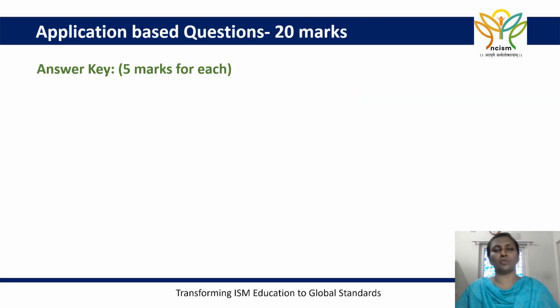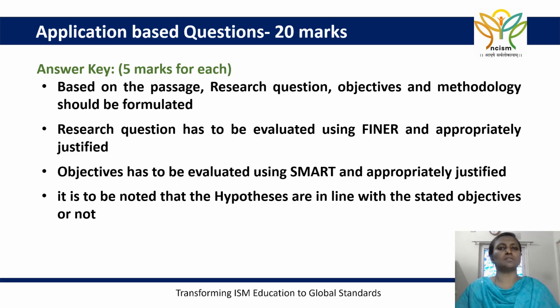And the answers may be evaluated as follows. Whether the research question, objectives and methodology have been formulated based on the given passage. The research question has to be evaluated using FINER criteria and it should be appropriately justified by the student. Likewise, objectives have to be evaluated using SMART criteria and they should also be appropriately justified by the student. It is to be noted whether the hypotheses are in line with the stated objectives or not. Each of the above criteria can be allotted 5 marks.